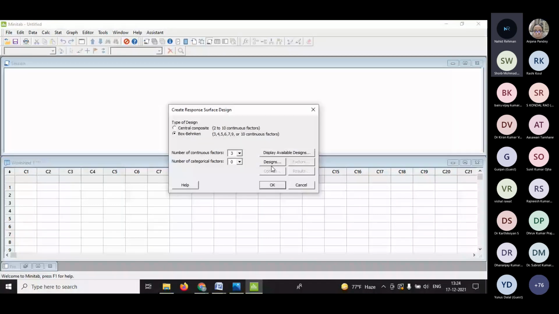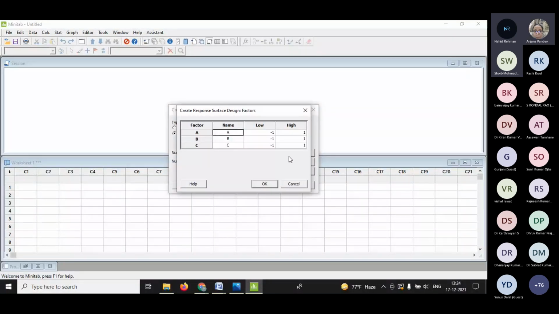Create, and then Box-Behnken, and then put the number of factors. Then we go to the display. Then put the name of the factors here, and then put the low level and the high level of all the three factors which we discussed, like agitation, then your temperature, and then pH.